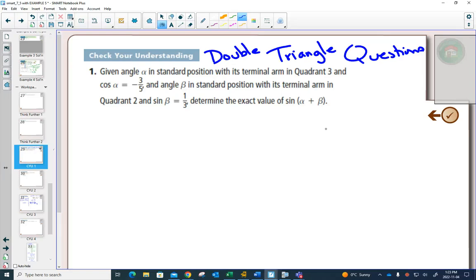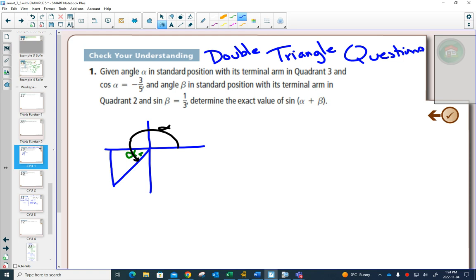It's a double triangle question because we're going to have to draw not one, but two triangles, because there's two angles. There's an angle for alpha and there's an angle for beta. And it tells us that angle alpha is in standard position in quadrant 3. So I can draw something in quadrant 3. If I'm going to make my triangle, it would be back to the nearest x-axis, and the reference angle would be the reference angle for alpha, because the actual angle alpha is this one.